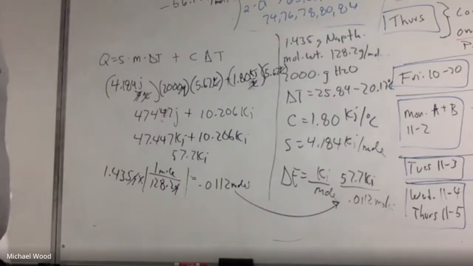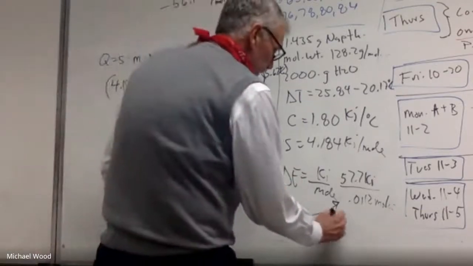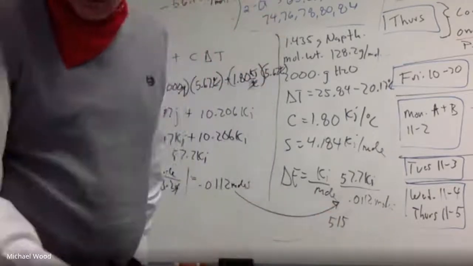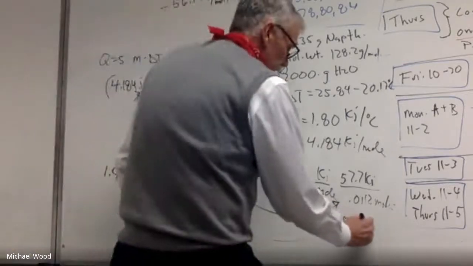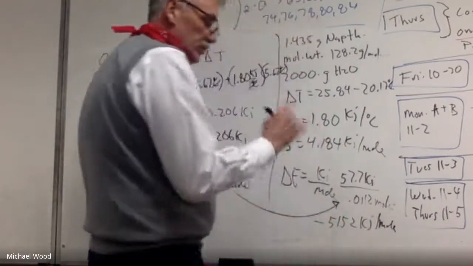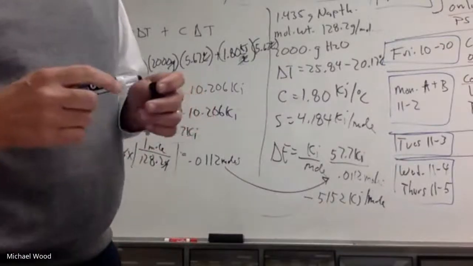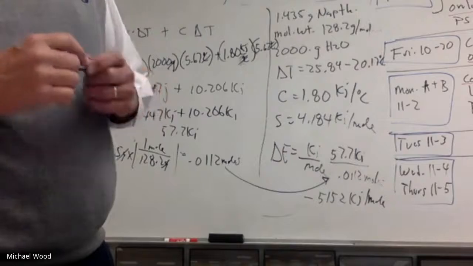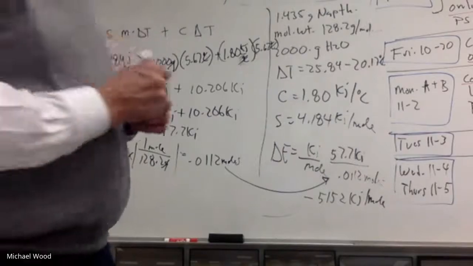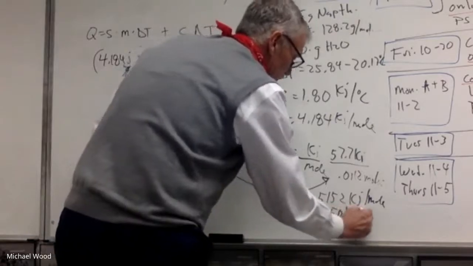Then I'll do 57.7 divided by 0.0112, which gives me 5,151, or we'll say 52 kilojoules per mole. Now this time I don't want to forget the sign. Because the temperature increased, the sign should be negative. That's what, like I said, I forgot on the last one. And the final thing always is sig figs. If I look back at the numbers I'm given, I think I should have 3 sig figs, so I think I have negative 5,150 kilojoules per mole.